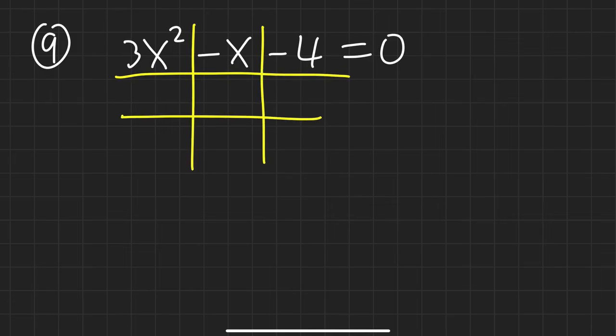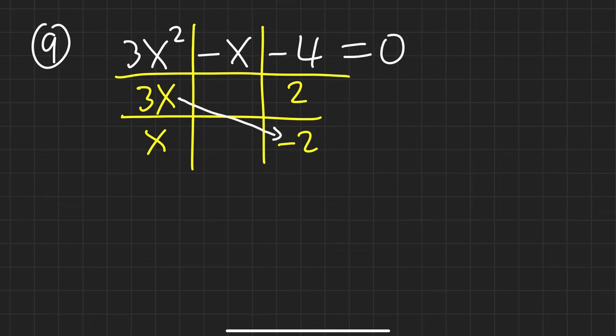To get 3x squared, we need 3x and x. That's okay. Now, to get negative 4, what do we do? We can do 2 times negative 2. But how about negative 1 times 4? Or maybe 1 times negative 4. Now, the order really matters. Let me show you a wrong combination first. If I put 2 and negative 2 like this, will this work?